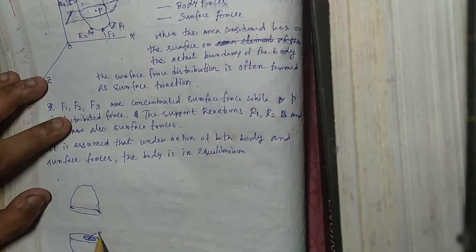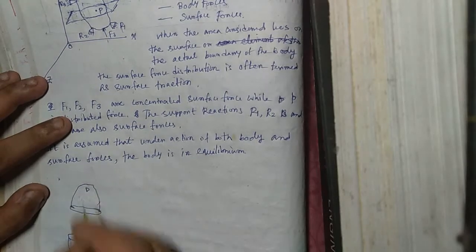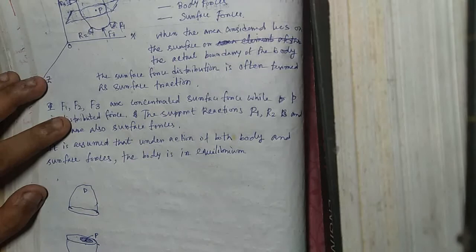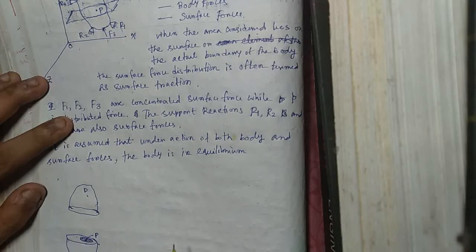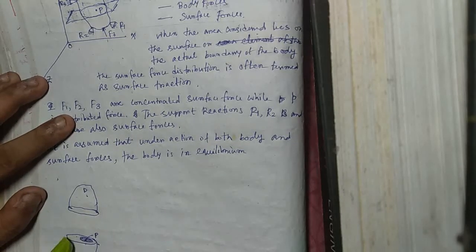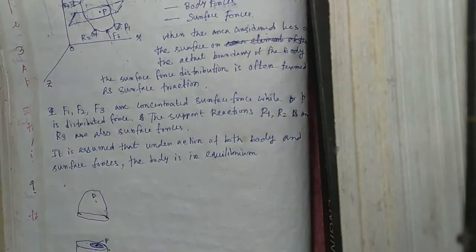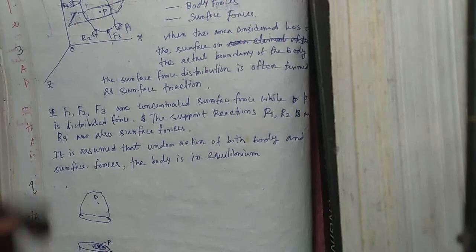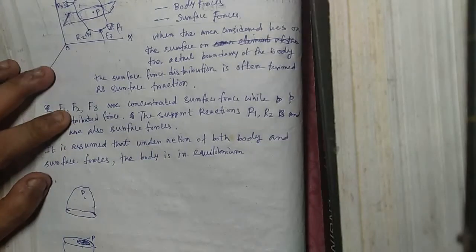This point is P. This is C and this is D. This part is denoted as D and this part is denoted as C. So this point P is a point inside the body with coordinates x, y, z.